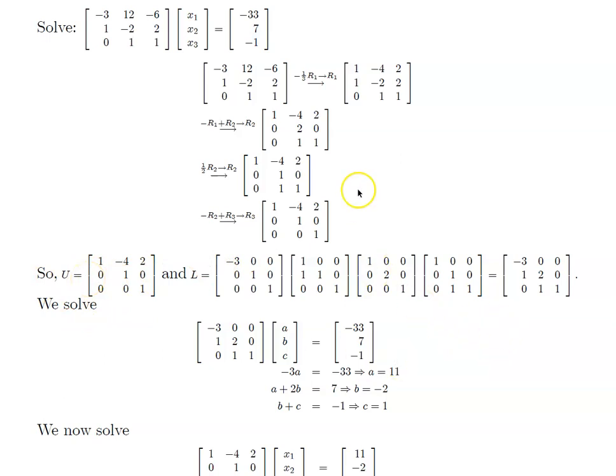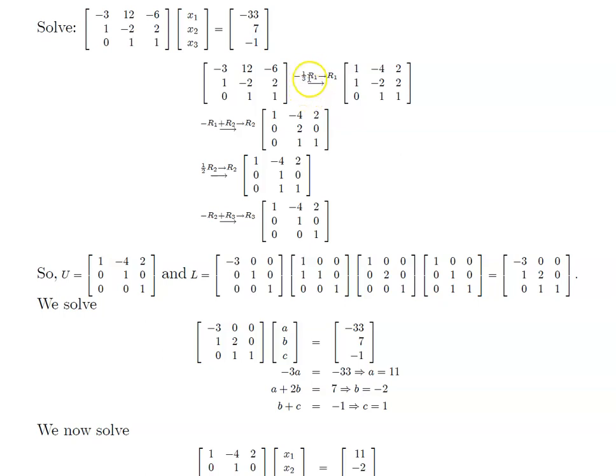The lower triangular is to look at the inverse of each of the row operations and multiply them together in the order that we did them. Since we're doing the inverse of them, it's just like when we wrote the matrix as a product of elementary matrices, we do the inverse of each of them. And remember that when we do the inverses, it reverses the order of the product.